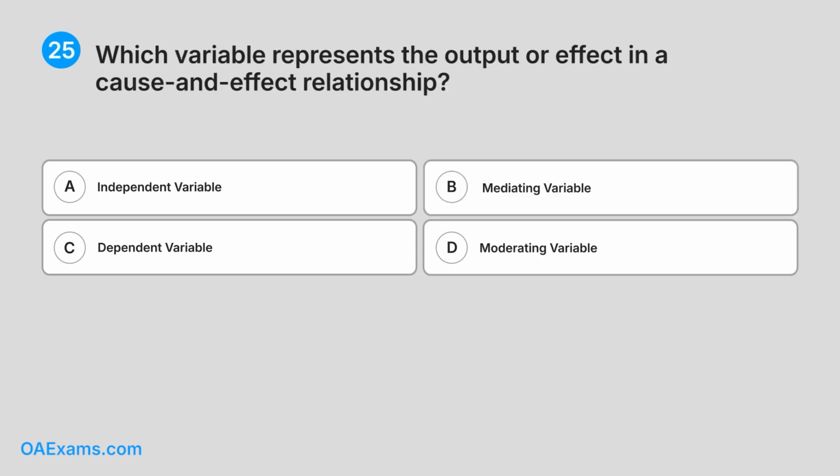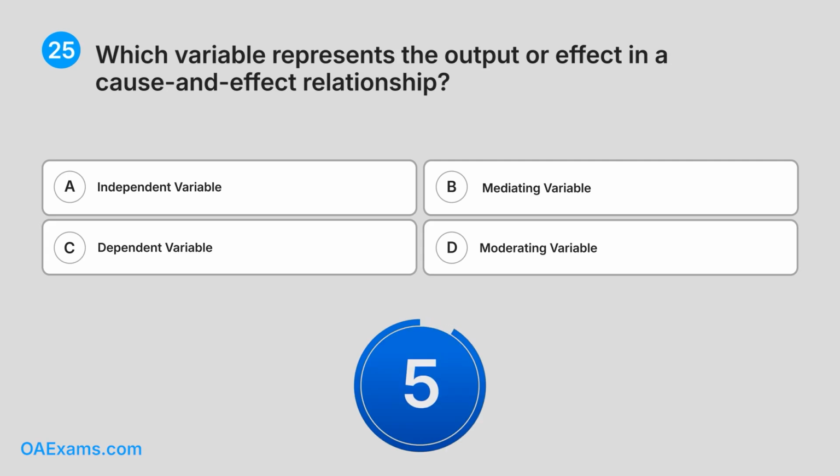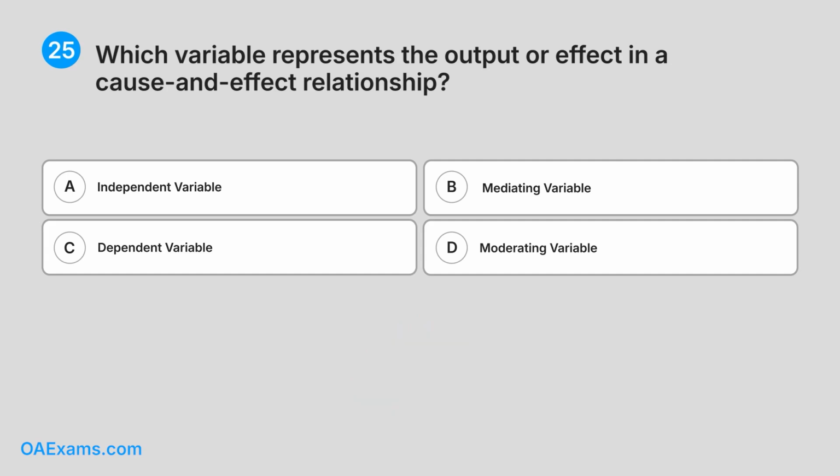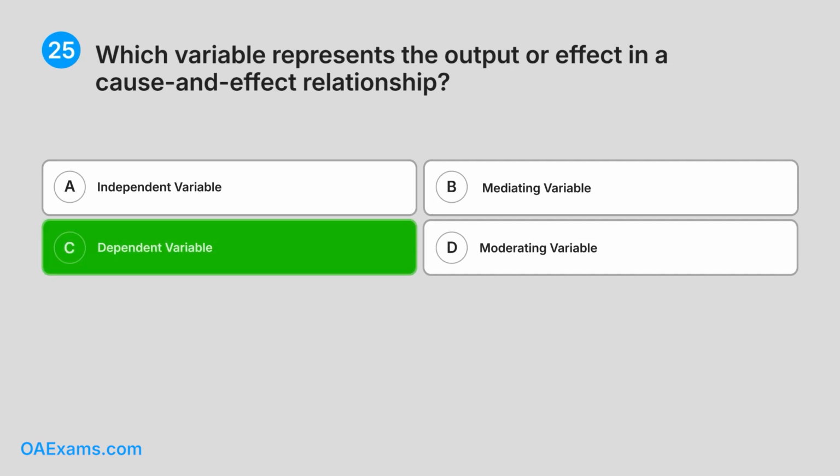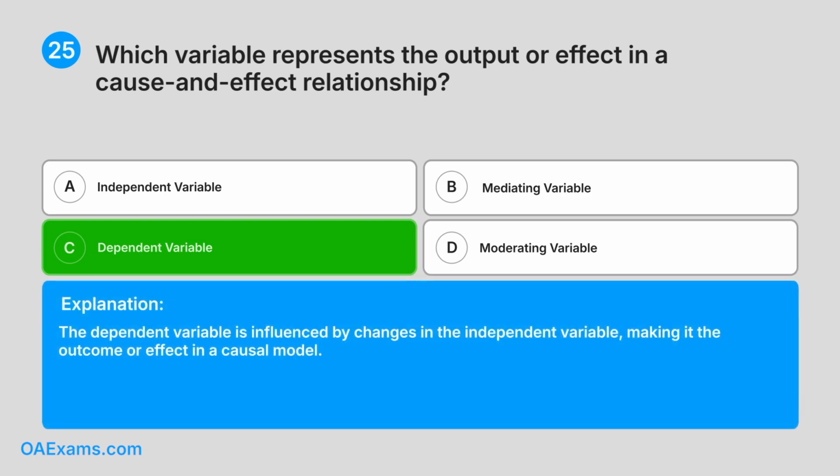25. Which variable represents the output or effect in a cause and effect relationship? A. Independent variable. B. Mediating variable. C. Dependent variable. D. Moderating variable. Do you know the answer? Correct answer: C. Dependent variable. Explanation: the dependent variable is influenced by changes in the independent variable, making it the outcome or effect in a causal model.